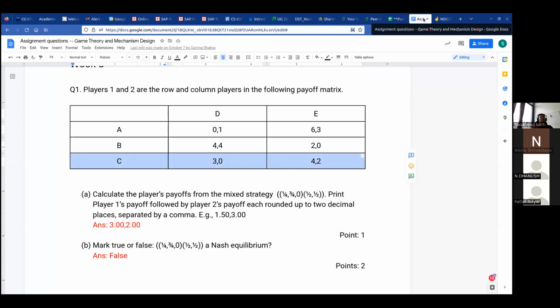So for this question, you don't really need to find all Nash equilibria. You just have to provide one counterexample, and that will be sufficient.